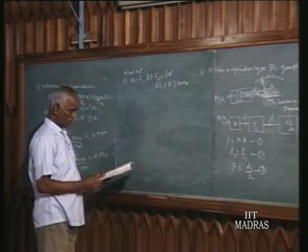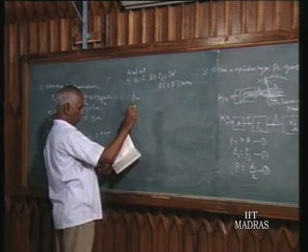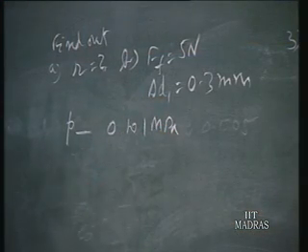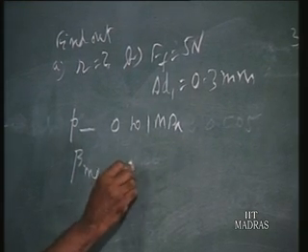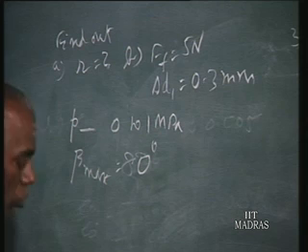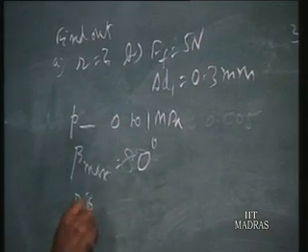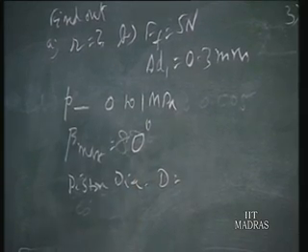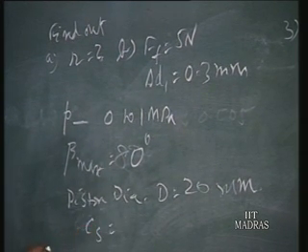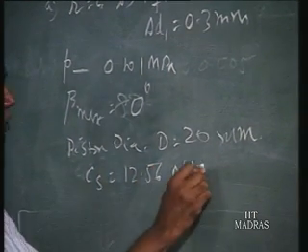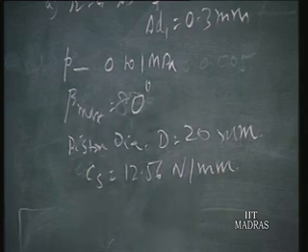The given data are: the pressure P varies between 0 to 1 megapascal. The beta maximum, that is the maximum angular rotation, is 80 degrees. The piston diameter, which I will call capital D, is 20 millimeter. And the spring constant Cs is 12.56 Newton per millimeter. So those are the given values of this instrumentation, and the error sources are given.